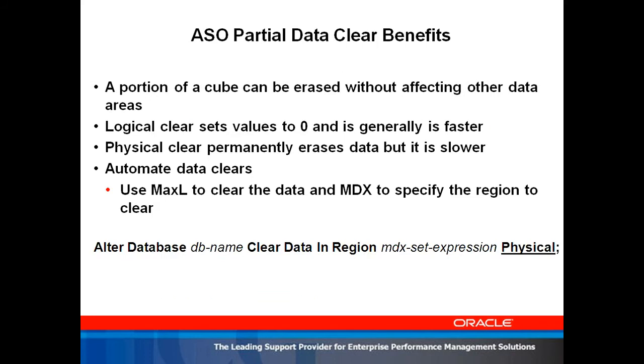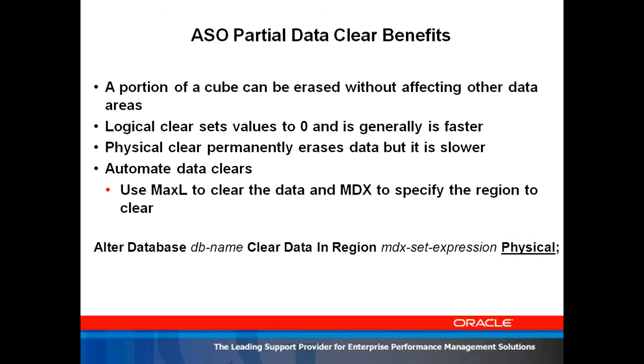The partial clear feature has many benefits. It makes it possible to deal with situations where you only need to clear or delete a portion of the data in the cube. It's much easier than rebuilding the cube or deleting dimension members to remove data. Depending upon your needs, as seen earlier, you can use a logical clear or physical clear. But how do you do it?